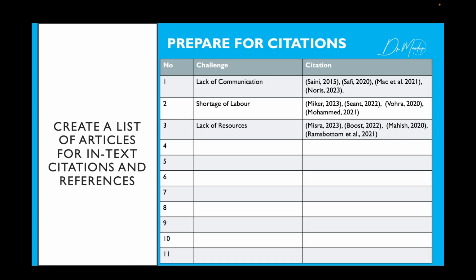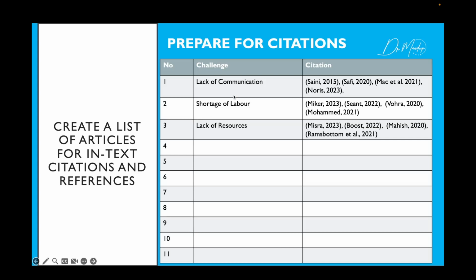What I'm suggesting is that once you got all those articles, for example you have searched for challenges within a supply chain during the COVID-19 or after the COVID-19. You can list those challenges. You can start searching for the challenges based on the keywords you have used. For example, challenge 1 you found is lack of communication, challenge 2 you found is the shortage of labor, and challenge 3 you found is lack of resources.